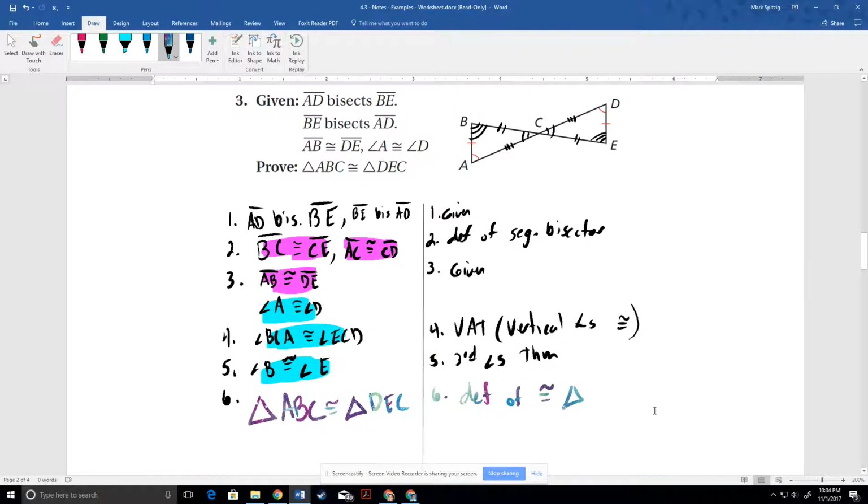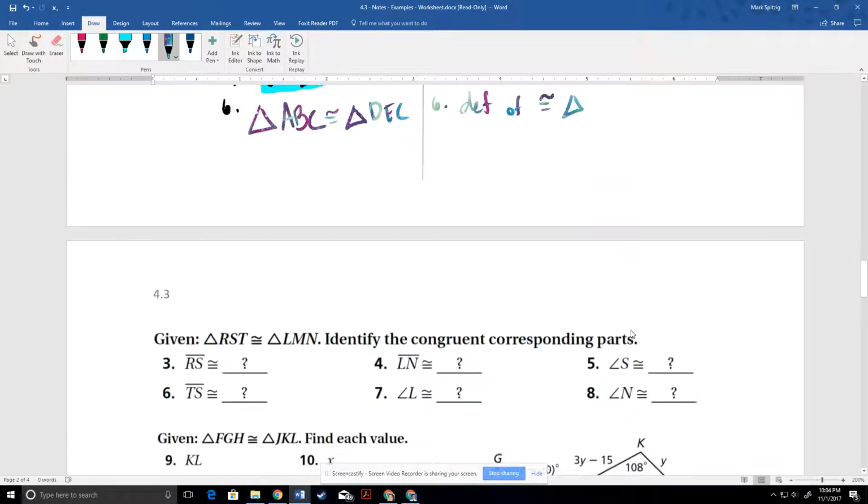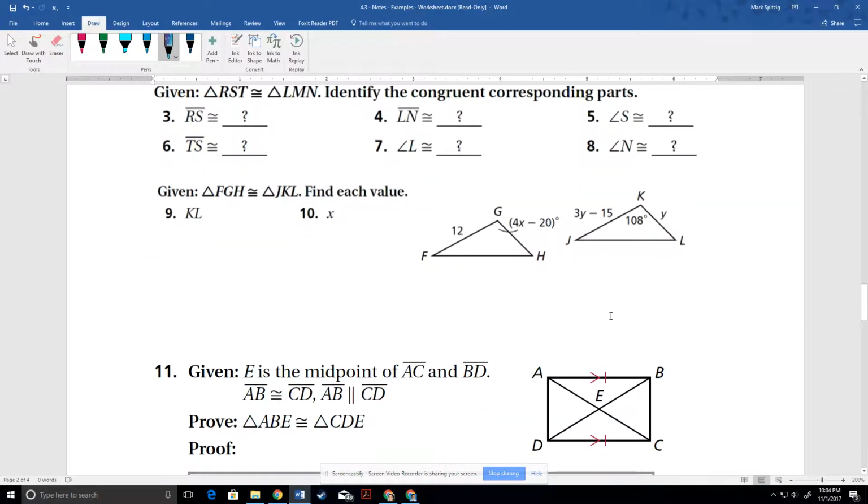All right, so it took a little time, but I thought it was worth going through. And I color-coded it, which was pretty sick. Okay. So let's do these.